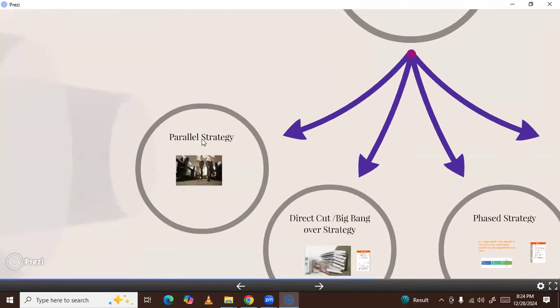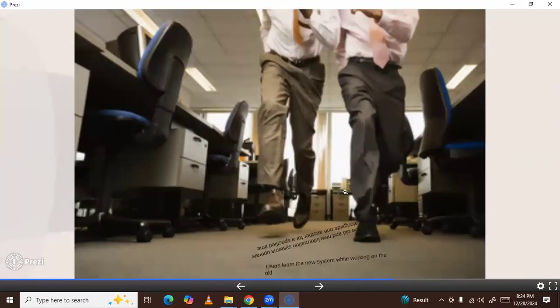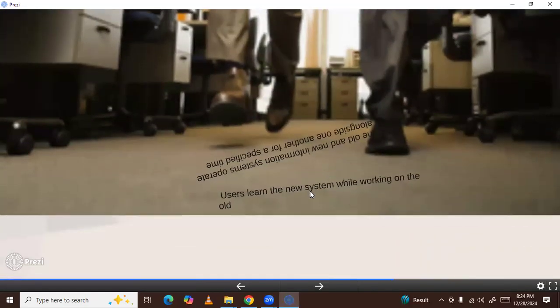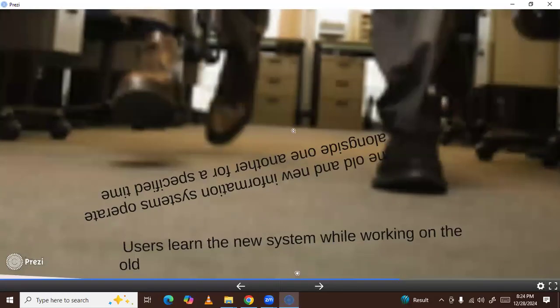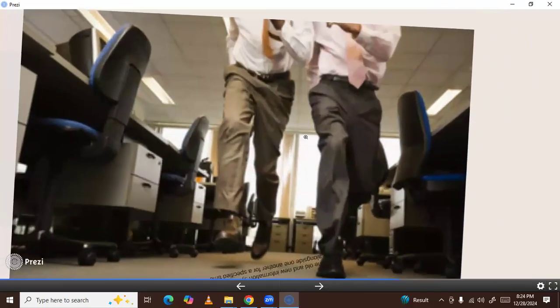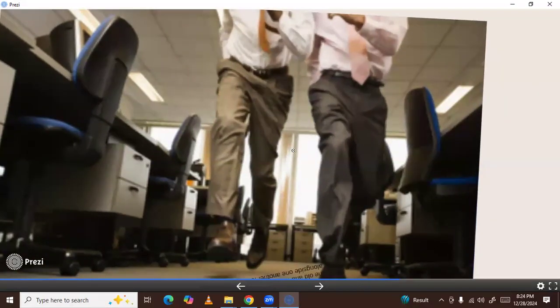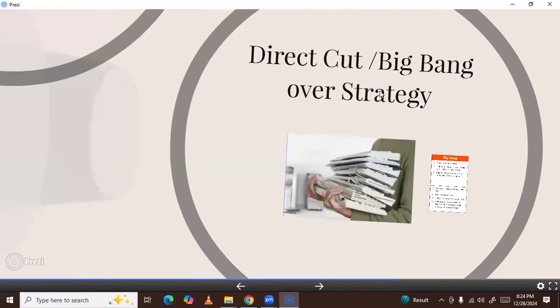One is parallel strategy. There are two systems running in parallel. So when one works, the other also works; the two systems work in parallel for 2 or 3 months. Then after people learn the new system, they stop the old system. This is called parallel strategy. And another is direct cut or big bang.